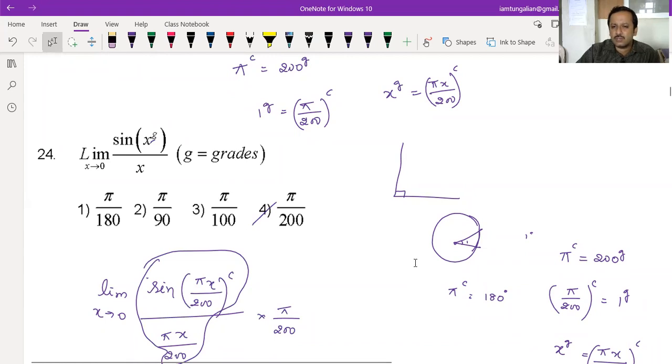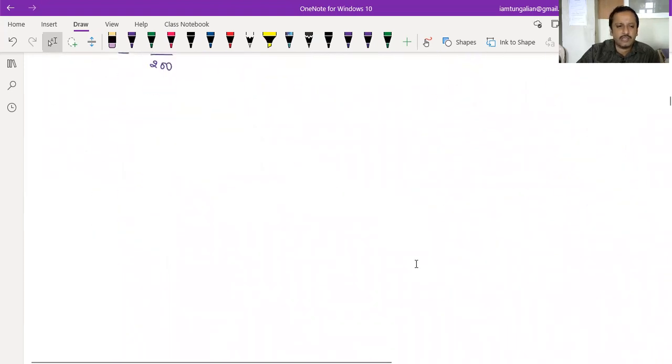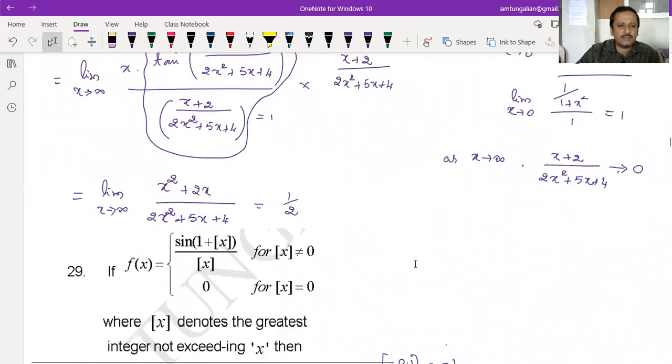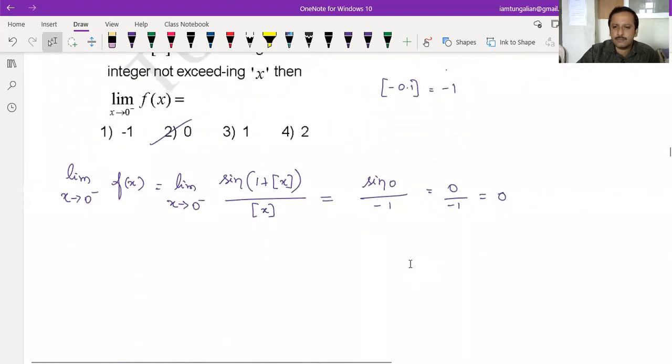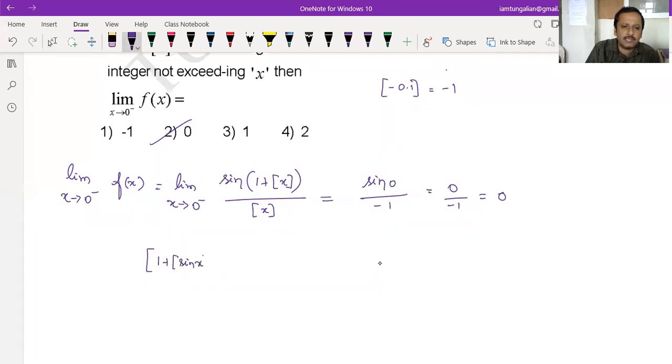Okay. So another doubt is related to the 29th question. Instead of what is given, if they have given step of 1 plus step of sin x, divided by step x, I would assume. If this is the case, then what is the answer? That is his doubt.